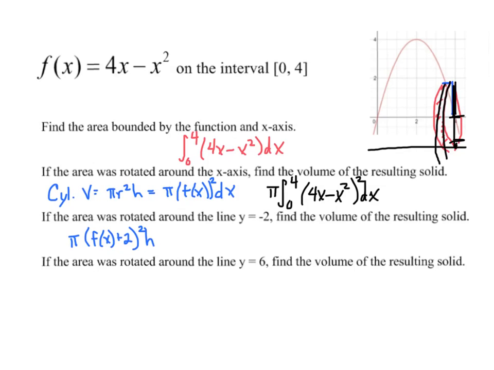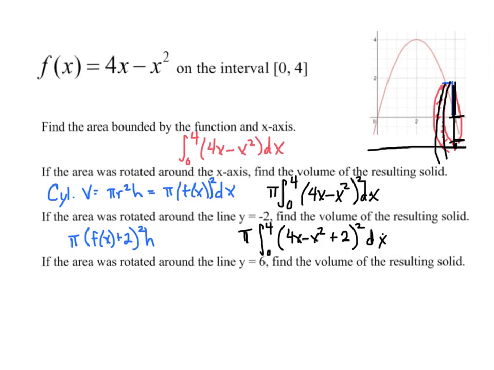Okay? And really wrap your head around that. To get the radius, of course the function only tells me how far off the axis I am, but if I'm rotating around -2, then the radius just got 2 units bigger. So writing this now in our notation, we'd have pi, 0 to 4. The radius should be 4x minus x squared plus 2, dx. Like that.